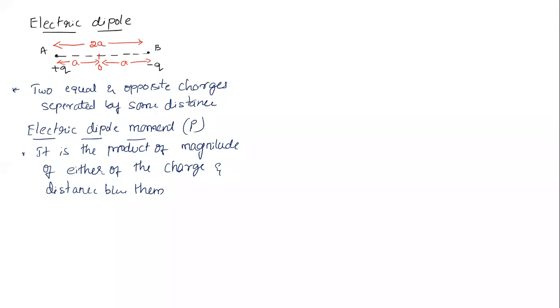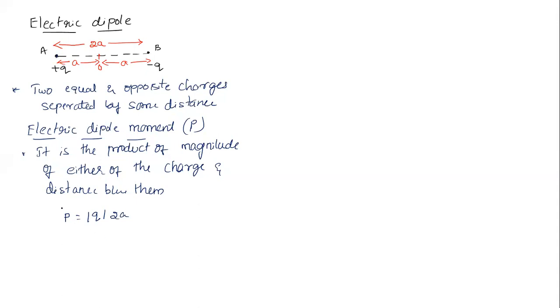So this we indicate with P, and electric dipole moment P equals, as per the definition, the product of the magnitude of either of the charges. Either you can take plus Q charge or minus Q charge, but you should take its magnitude. I'll just take Q, its magnitude, multiplied by the distance between them. And how much is the distance between plus Q charge and minus Q charge? It is 2A.